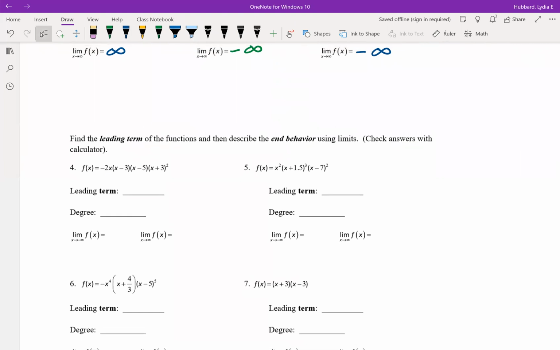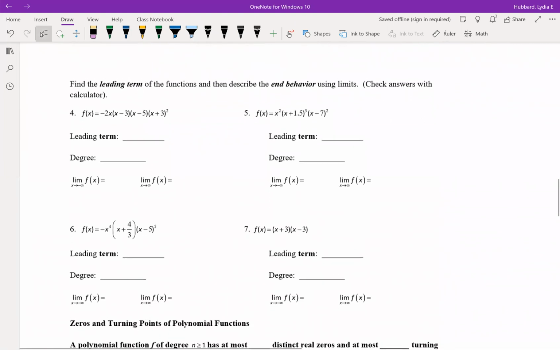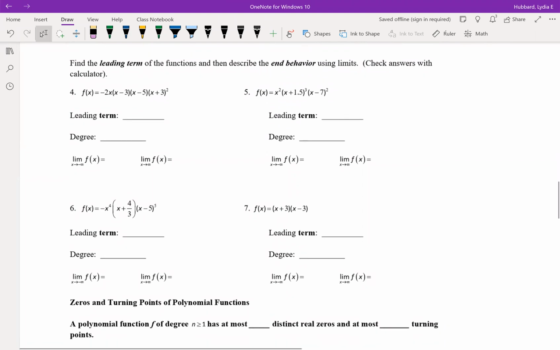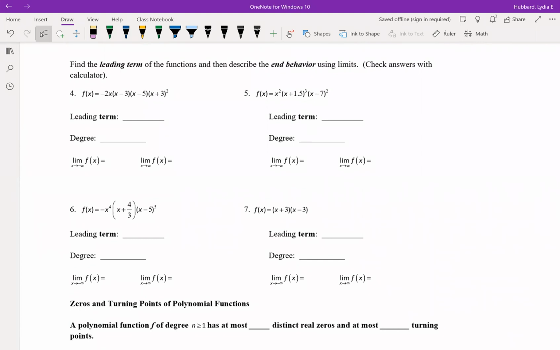Now, what if I have something written like this? We want to find the leading term of the function and then describe the end behavior using our limits. And we can check our answers with a calculator. For the sake of time, I'm not going to check my answers with a calculator, but you can if you would like to.